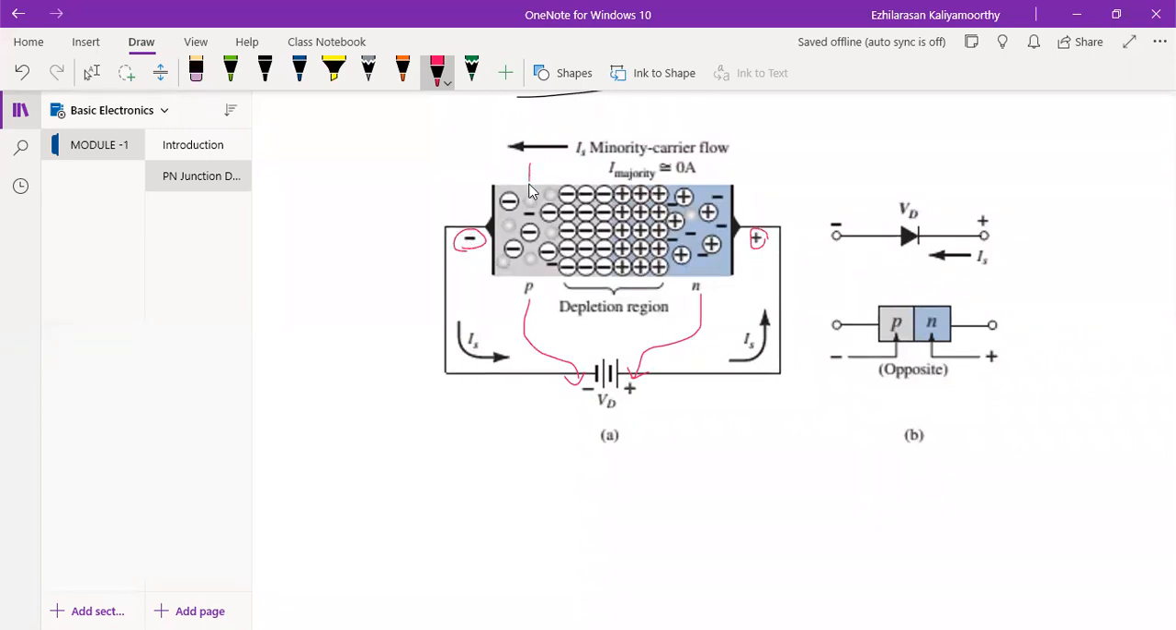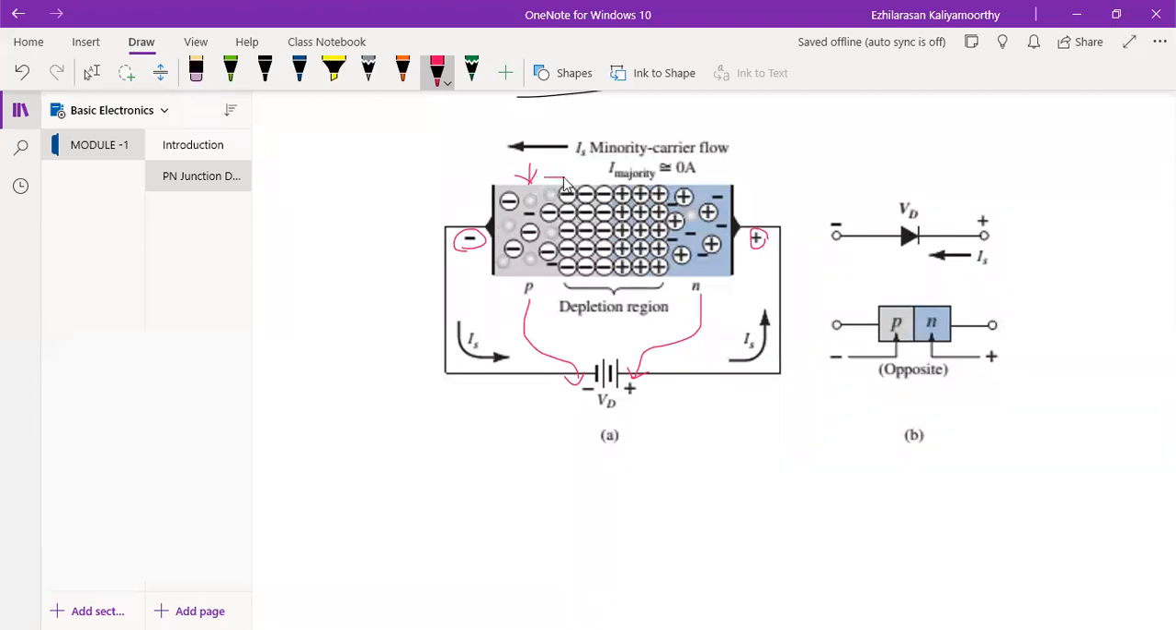In the P type, the majority carriers are holes, so holes will be like negative only. So what will happen? Both will get repelled. The opposite poles are on the same side, so they will repel each other on both sides.